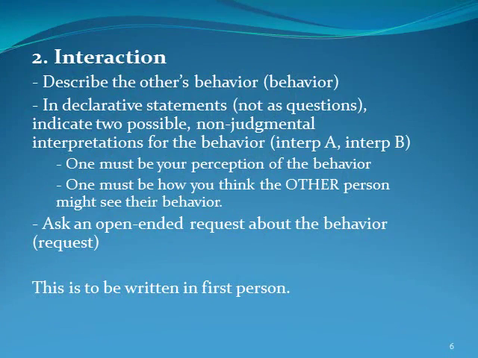The next step in this process is the interaction. Here you will describe the other person's behavior and label it in parentheses. Then in declarative statements, not questions, you will indicate 2 possible non-judgmental interpretations for the other person's behavior and label that as interpretation A and interpretation B in parentheses. One of these interpretations must be your perception of the other person's behavior. The other one must be an interpretation about how you think the other person might see their specific behavior.